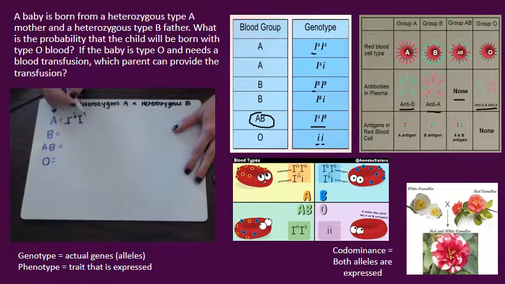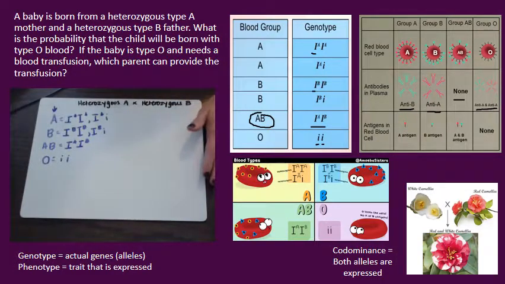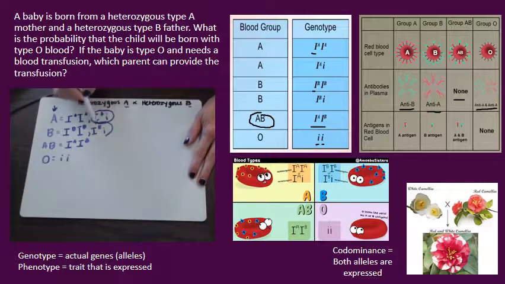A can be homozygous dominant or heterozygous with the type O allele as well. B, same thing, only with the B alleles. Type AB would have both the A and B alleles. And then type O would be both of the recessive alleles. So today we're going to be crossing a heterozygous A and B. So that means we're crossing these 2.